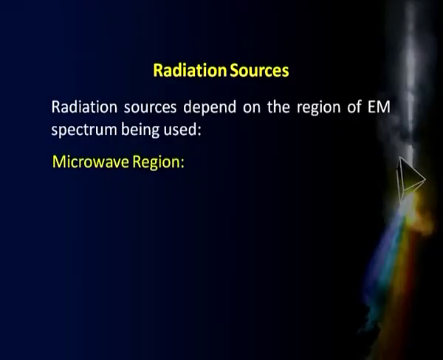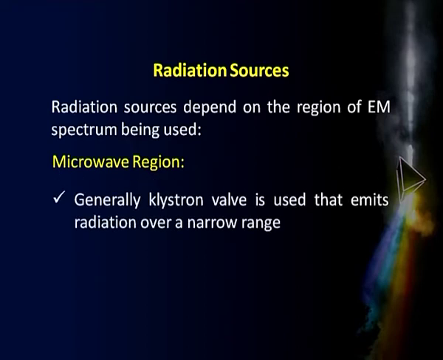For example, if I want to study rotation spectra, I need radiation in the microwave region. So, I will use a device called a klystron valve. That is a device which gives you radiation in the microwave region. A similar device is used in the microwave ovens which we use at home.